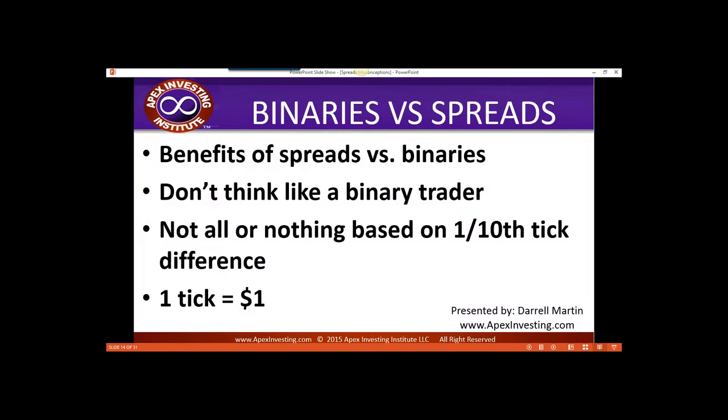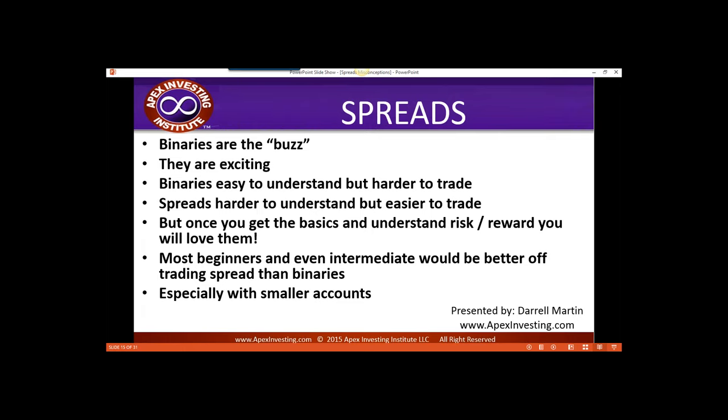That's how binaries work. So what are some of the benefits of spreads versus binaries? Well, first of all, you cannot think like a binary trader. You cannot think all or nothing based on one tick or one tenth of a tick. Okay, binaries are a dollar a tick. I know binaries are the buzz and they're very exciting. They're easy to understand. They're a little harder to trade. Spreads are a little harder to understand up front, but once you get them, they're very easy to trade.